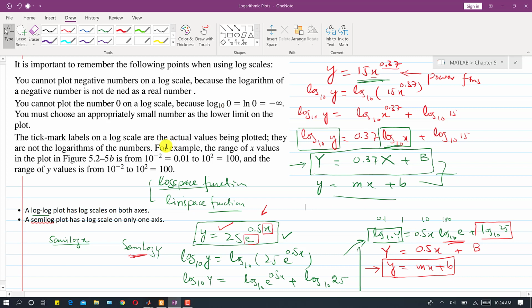Some of the students always confuse this. The values on a graph will always be the actual values. Until this point, I hope you have understood these logarithmic plots, the semi-log y and log-log functions. You can use the semi-log x function as well. We will use this semi-log x in the future lessons.